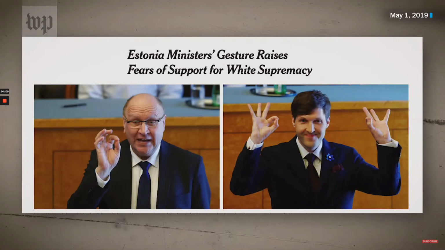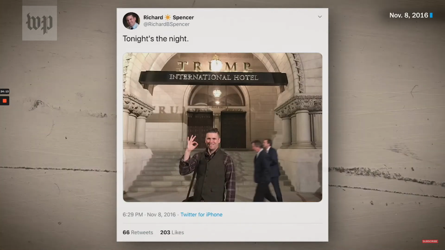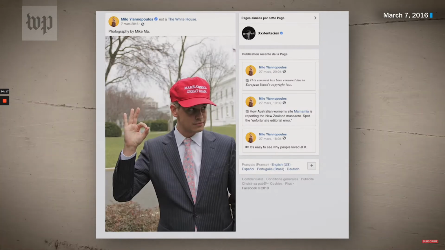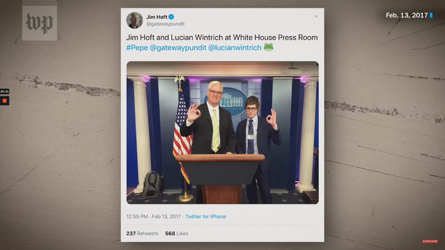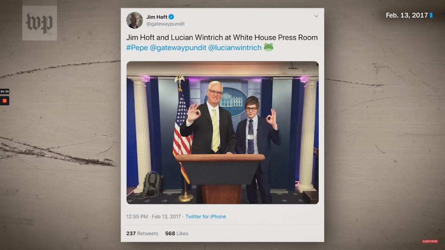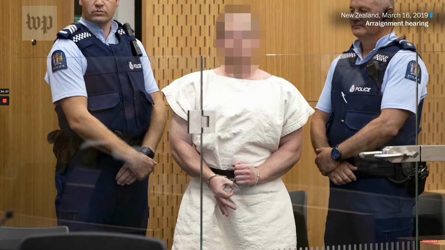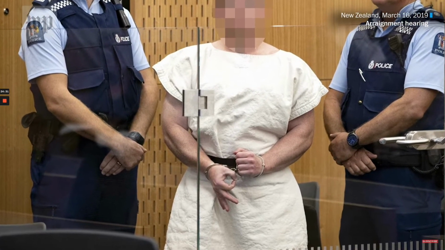And the intention behind every instance is hard to know. Some examples include white nationalist Richard Spencer and right-wing internet provocateur Milo Yiannopoulos. It's also been used by interns in the Trump administration, a writer for the fringe right website Gateway Pundit, and a Chicago Cubs fan who was later banned from Wrigley Field. However, it was the use by the Christchurch shooting suspect that marked a shift in the conversation.